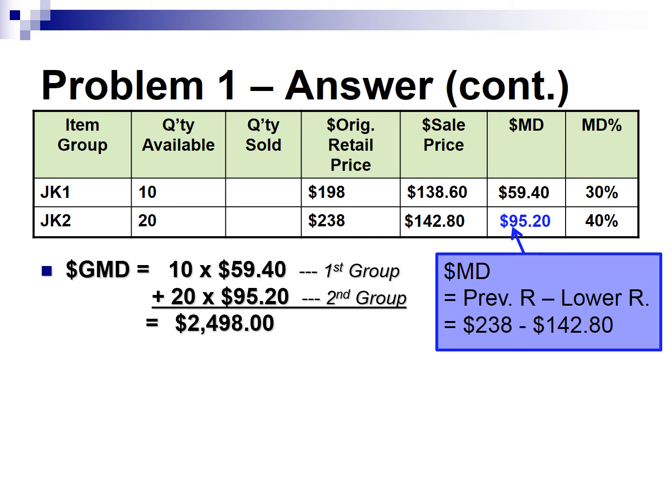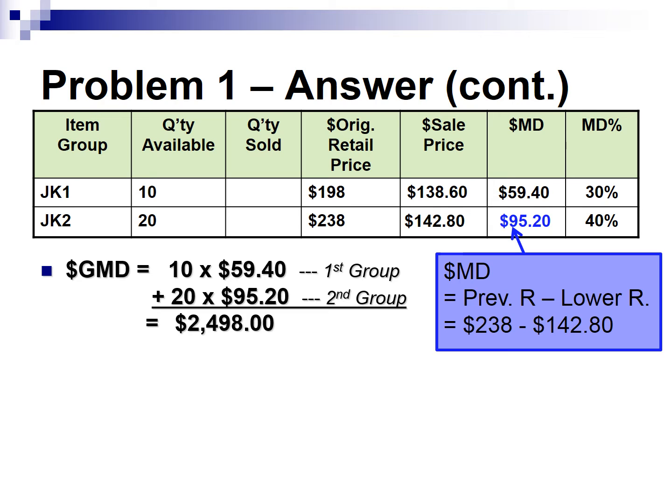Given that, we need to know the gross dollar markdown of the first group and second group, and we just sum them up, right? The first group, the dollar markdown for each individual piece was 59.4. We times that by 10 units that are available, okay? And then the second group, the dollar markdown we just calculated to be 95.2, and you times that by 20 units that were available for the second group, okay?